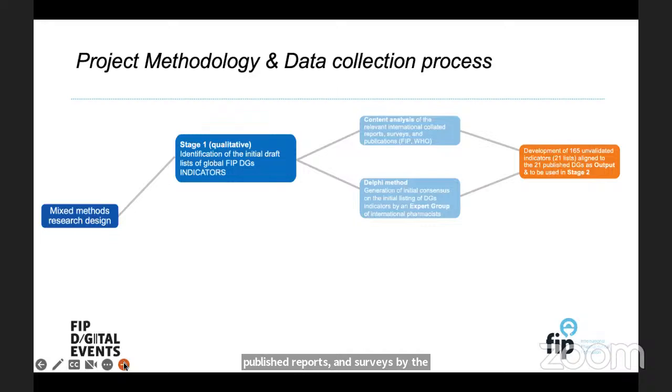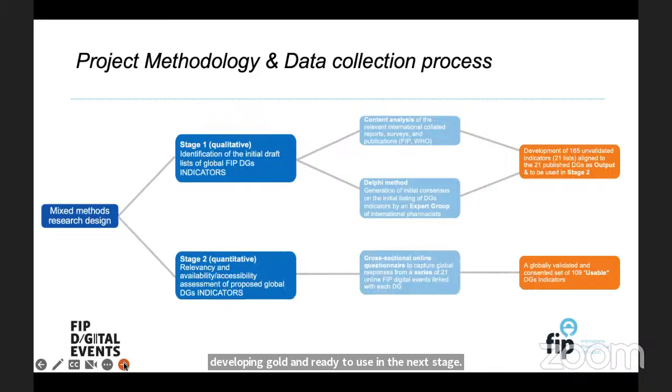This was followed by a Delphi process to identify and develop potential indicators aligned and mapped to the 21 FIP development goals. So the aim of the Delphi method was to reach an initial consensus on the proposed list of indicators assigned by an expert group. And this led to the development of 21 unvalidated proposed lists of indicators covering different aspects of each development goal and ready to use in the next stage.